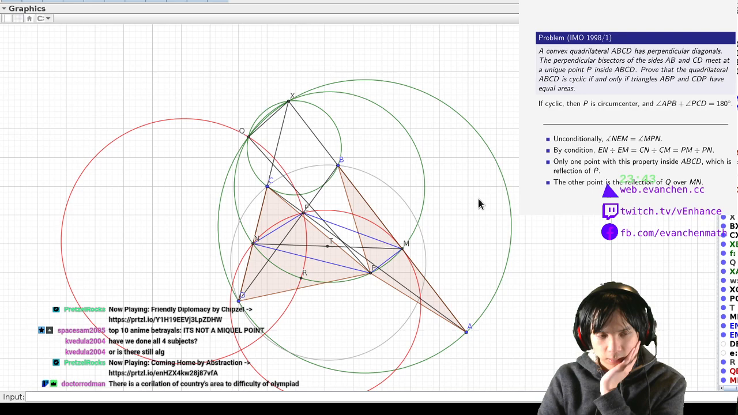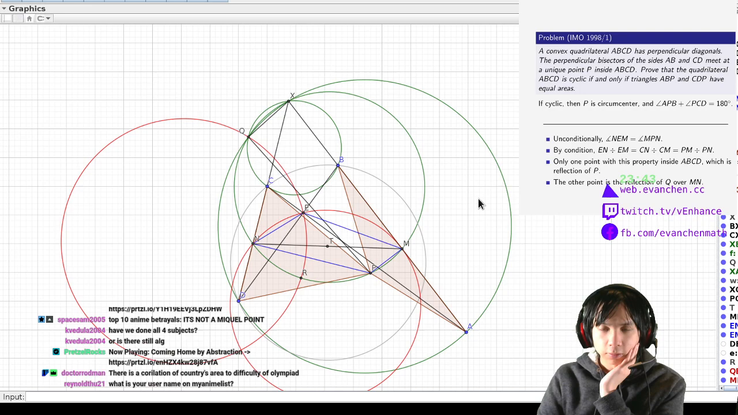So the reflection of a point on the circle with diameter CD through a line passing through N necessarily also lies on the circle, right? Okay, so the other intersection is the reflection of Q across MN.